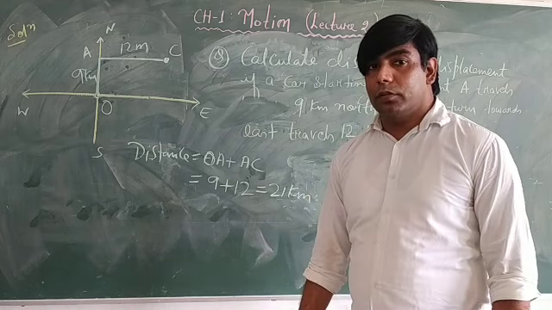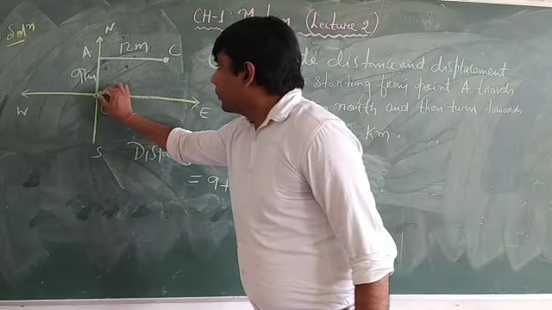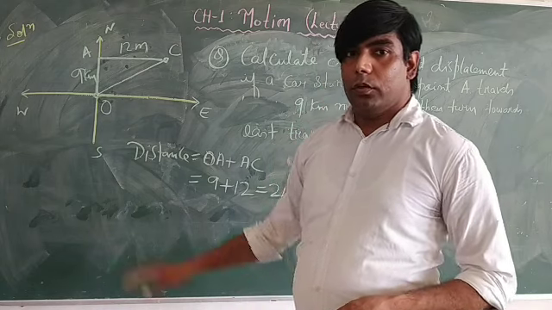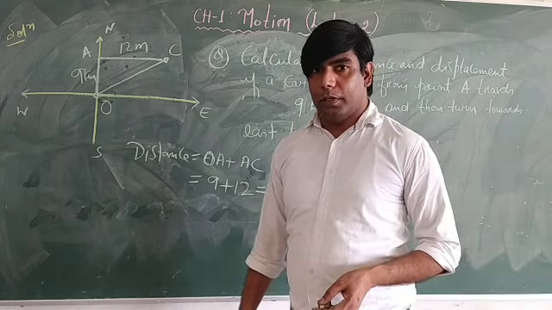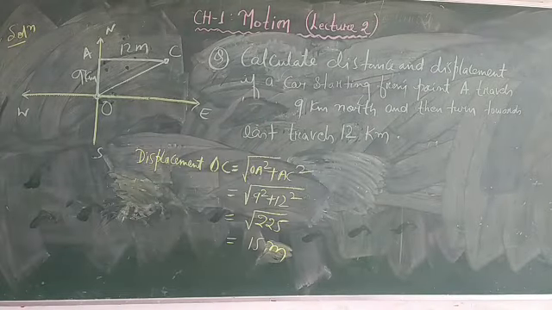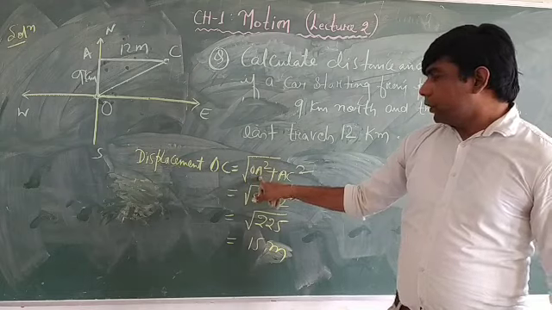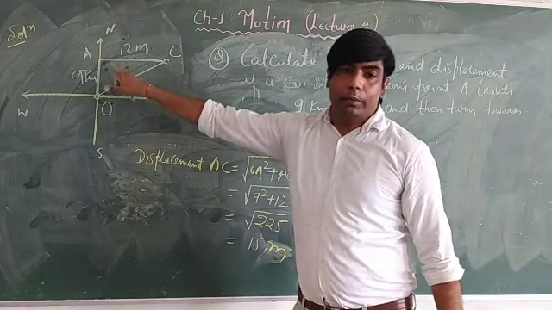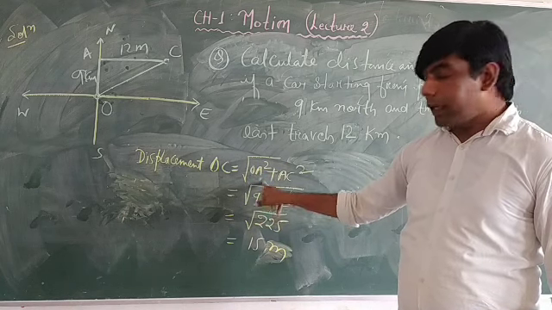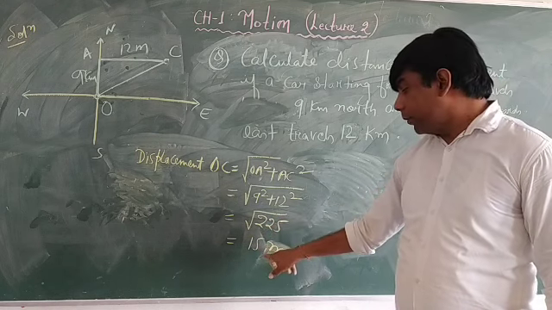Then next is displacement. Displacement is equal to the distance between the initial point and the final point, that is OC. We will use the Pythagoras theorem to calculate the displacement. Displacement OC equals root under OA square plus AC square, that is root under 9 square plus 12 square, which is root under 225, equal to 15.